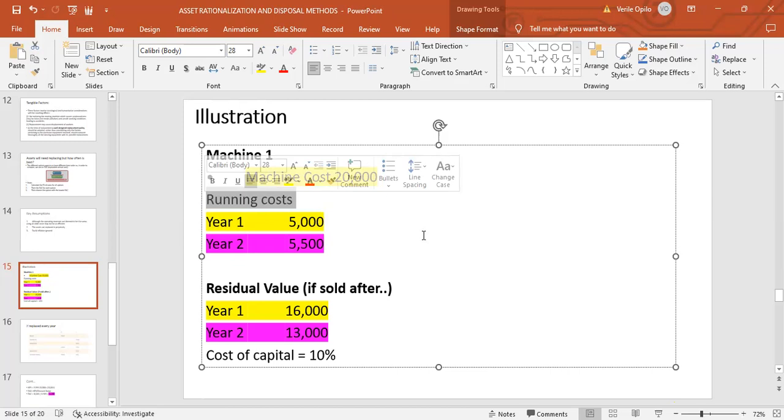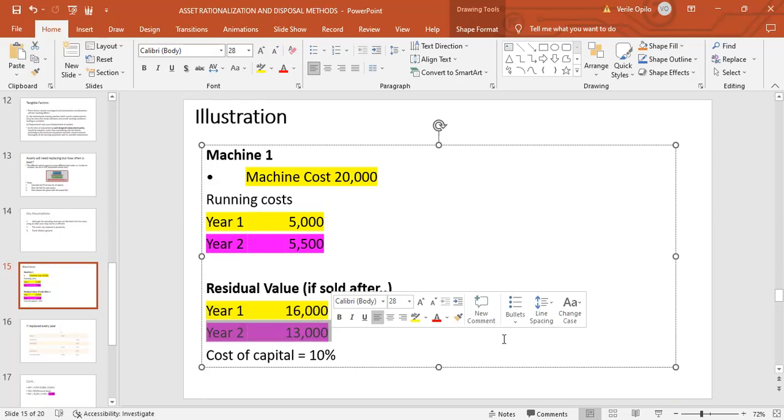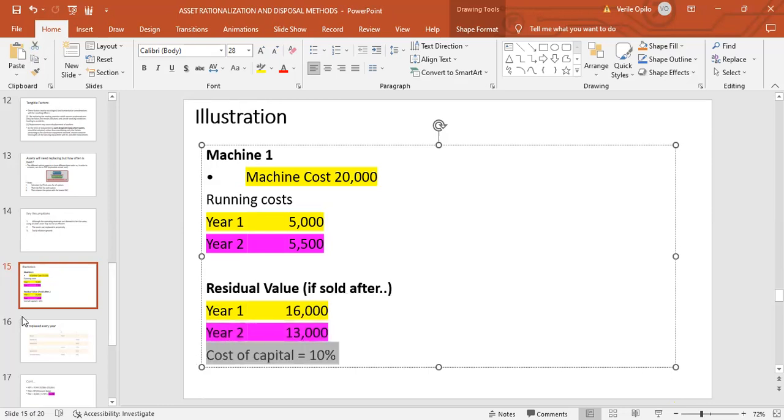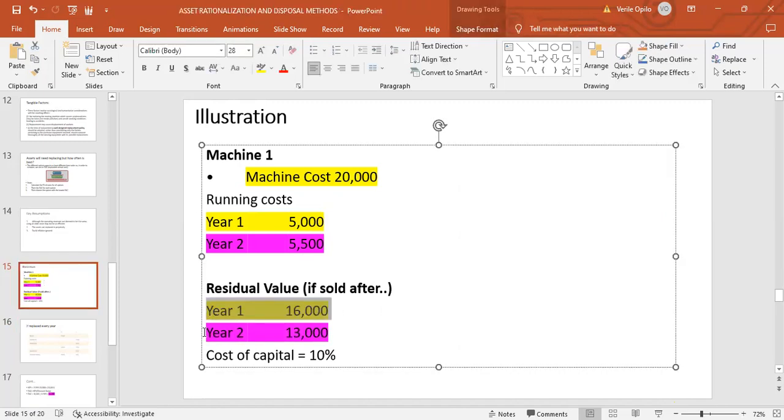Then this machine has a residual value or a scrap value. If the machine is sold, you have two options as a business. The machine can be sold either in the first year, and if you sell it in the first year, the business is going to get a total of 16,000 shillings out of it. And if you sell it in the second year, the business will get 13,000 shillings out of it. So should they replace the asset within the first year, or after 2 years? And you've been told that the cost of capital is equal to 10%. So now we need to advise the business: should they replace it after 1 year, or after 2 years?